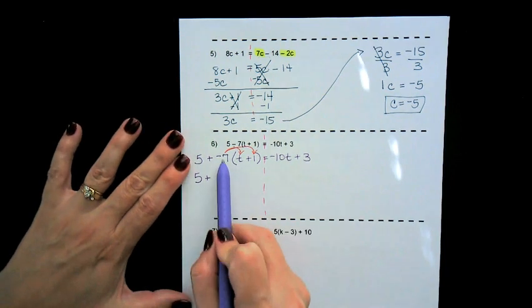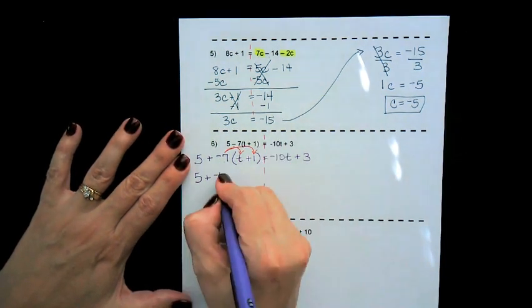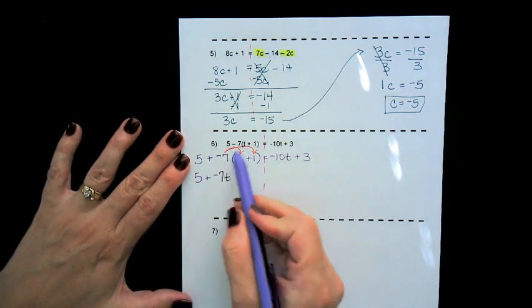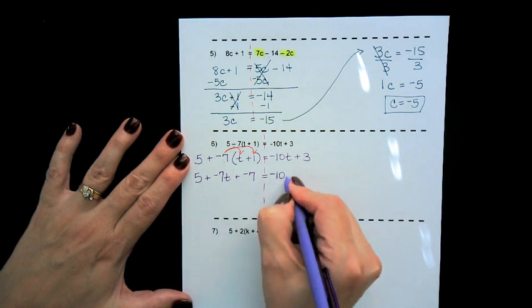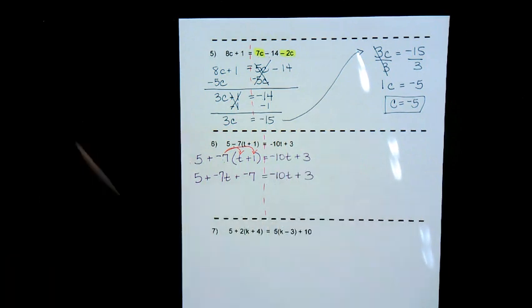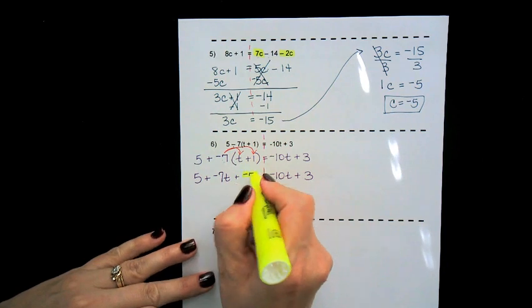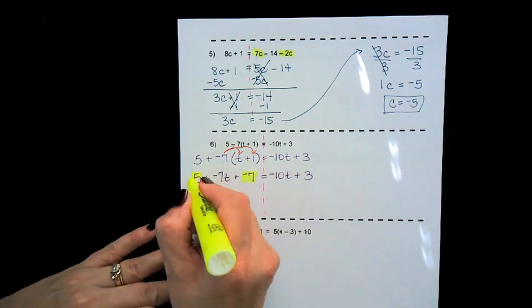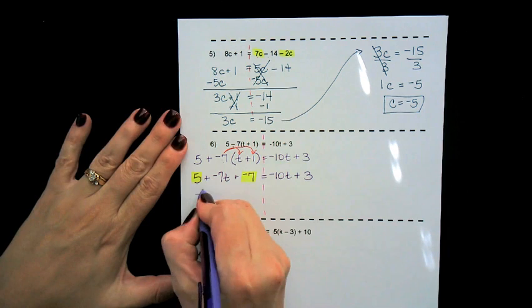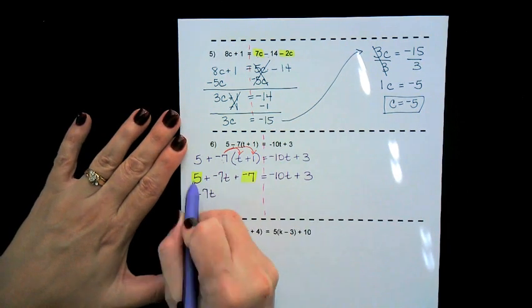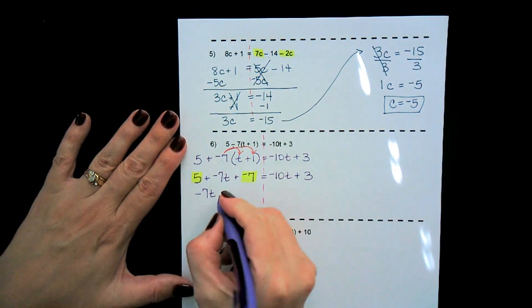Let's distribute that negative 7. Negative 7 times t is negative 7t. Negative 7 times 1 is negative 7. And now on the left, I'm doing a lot of simplifying, totally okay. I'm going to combine like terms. I notice the negative 7 and the 5 don't have any variables with them, so I know I can combine them. Negative 7t is going to stay the same. And then I've got 5 plus negative 7, which is negative 2.